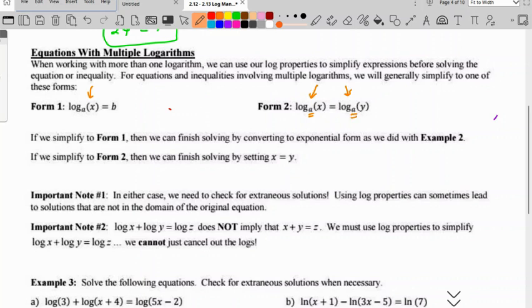Do you guys remember solving any of these equations last year? Did you do any that were this hard? No? Okay, then we'll talk about it. Here it's about to tell us. Let's jump down here. Let me go ahead and tell you.